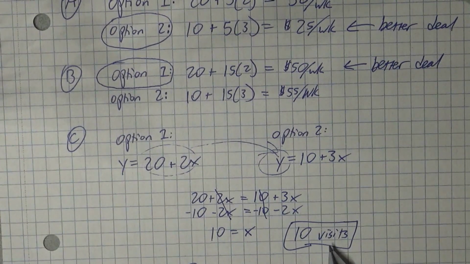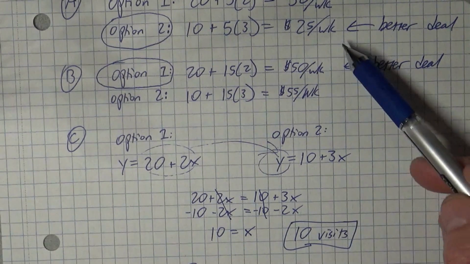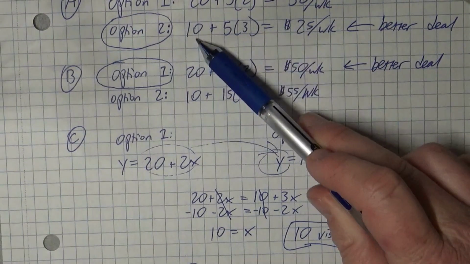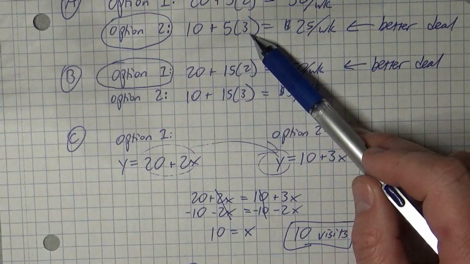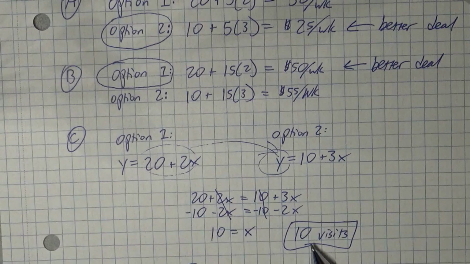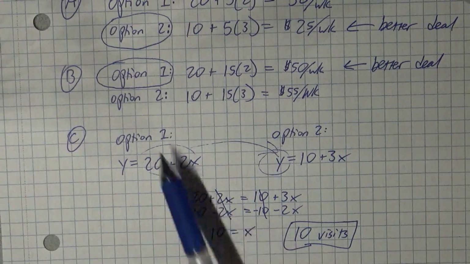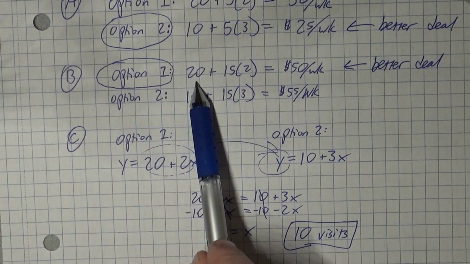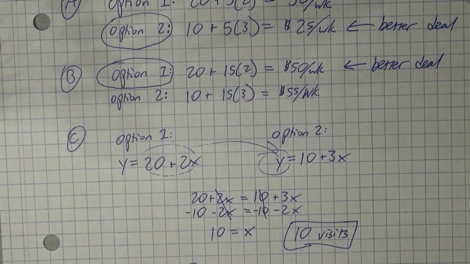And so if you're going to visit the bathroom 10 times, it doesn't matter which option you pick. If it's going to be less than 10 times, you're better off with option 2, paying a little less up front, but a little more per visit. If you're going to go more than 10 times, your better option would be option 1. You pay more up front, but less per visit.